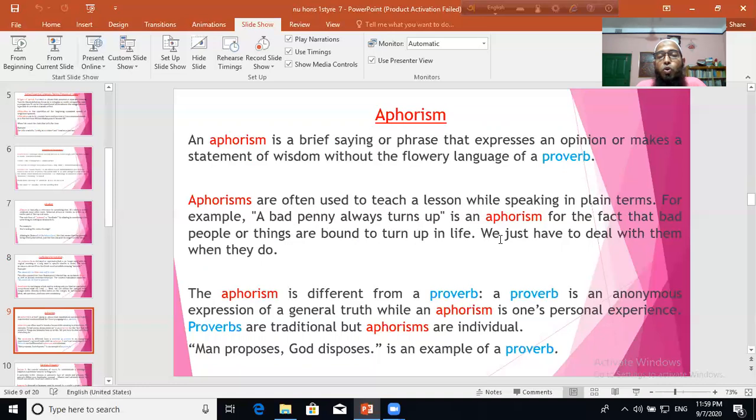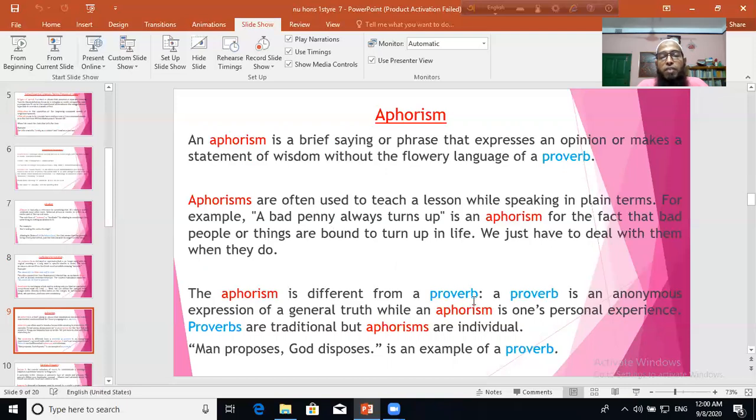But what do we have to do? We must deal with them when they do. When they misbehave with us, when they come across in our life, we should handle them tactfully. But it is true that bad people will come. It is not that you will always get good people around you.